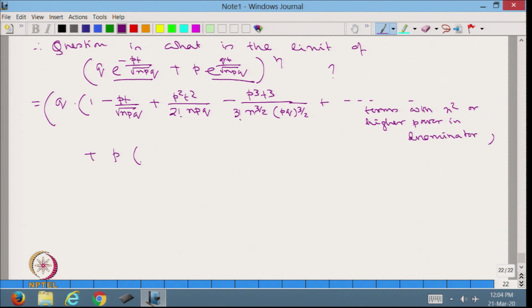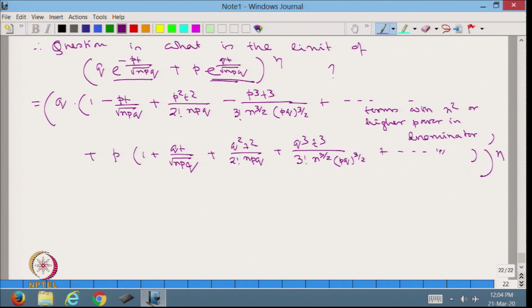Plus p times, now we are expanding this, 1 plus q t upon root n p q plus q square t square upon factorial 2 into n p q plus q cube t cube upon factorial 3 n to the power 3 by 2 (p q) to the power 3 by 2 plus, like before, higher powers of n square in the denominator, whole to the power n is equal to, now we are adding.